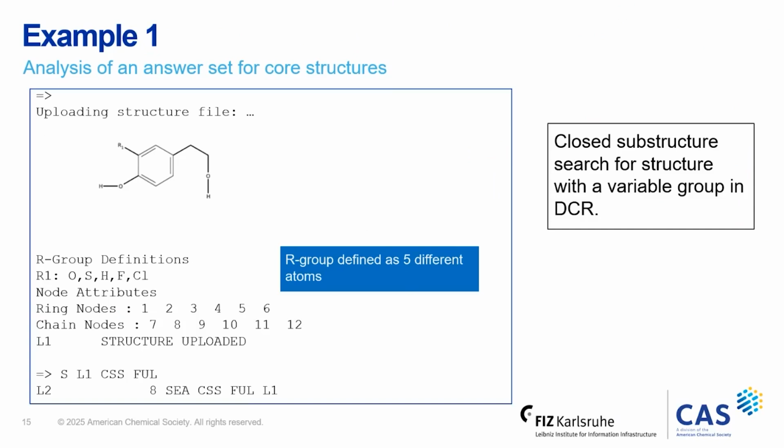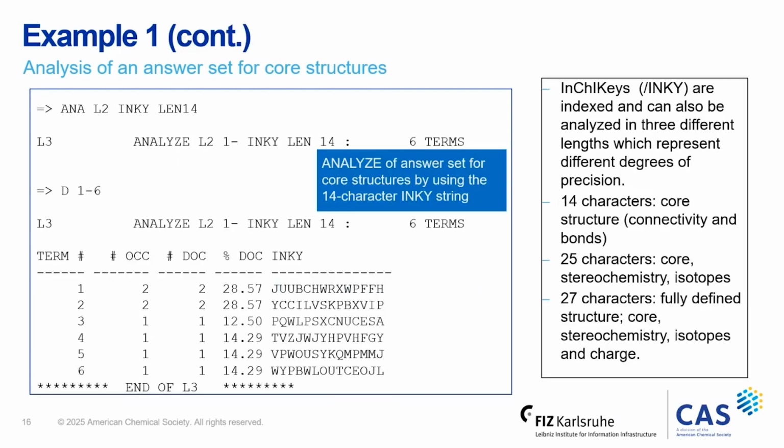You can see for this particular structure search that we have a variable in R1, and that it can be 5 different atoms. It can be an oxygen, a sulfur, a hydrogen, a fluorine, or a chlorine. And when I run that structure search, in this case, a closed substructure search, I get 8 substance records out of the database. And then I analyze that set for the InChIKey information.